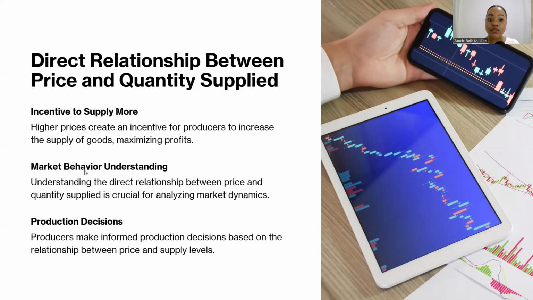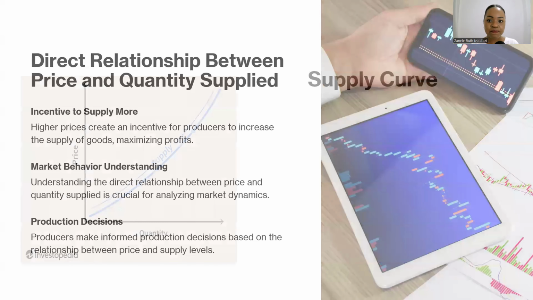So there is an incentive to supply more when the prices are high. Higher prices create an incentive for producers to increase the supply of goods so they can maximize their profits. Understanding the direct relationship between price and quantity supplied is crucial for analyzing market dynamics. Producers make informed production decisions based on the relationship between price and the supply levels.